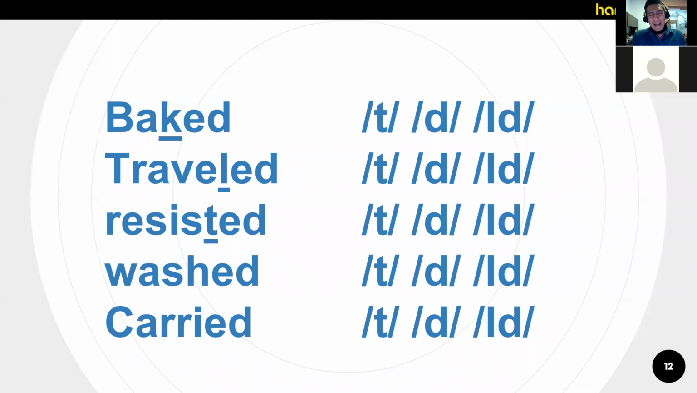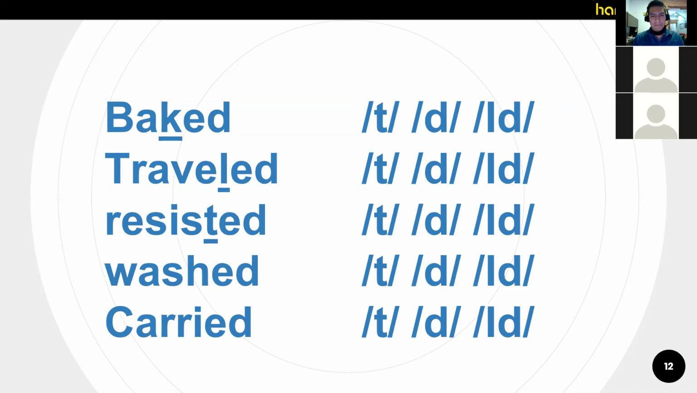What about the first verb? How would you pronounce the first verb? With the ending of T, baked. Excellent. There you go. Baked. Perfect. Thank you very much, Mary. Aline, what about the second one?